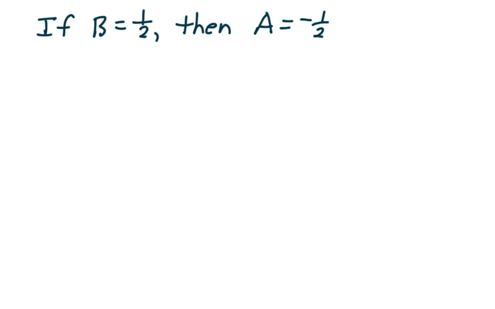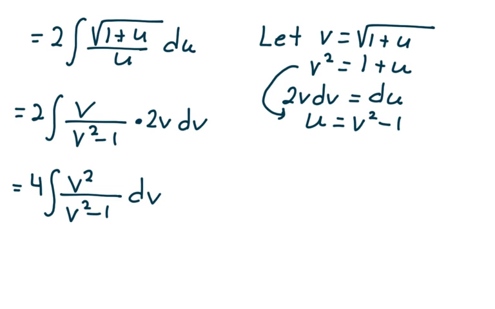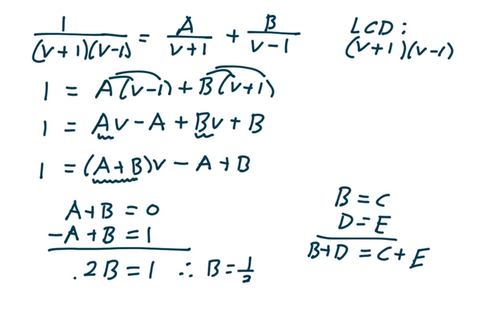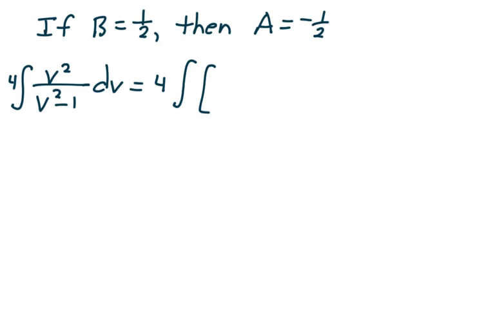And I'm in business. And so the integral of, got to go back here. Okay, so we're going to go 4 times the integral of v squared over v squared minus 1 dv is going to be 4 times the integral of 1.